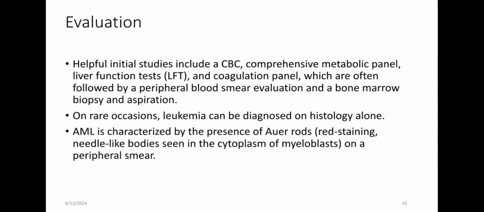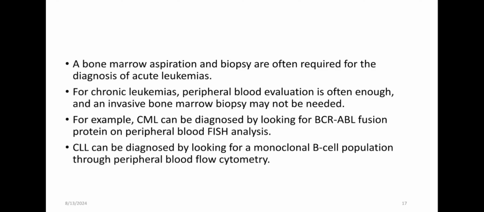A bone marrow aspiration and biopsy are often required for the diagnosis of acute leukemias. For chronic leukemias, peripheral blood evaluation is often enough, and an invasive bone marrow biopsy may not be needed. For example, chronic myelogenous leukemia can be diagnosed by looking for the BCR-ABL fusion protein on peripheral blood FISH analysis, and chronic lymphocytic leukemia can be diagnosed by looking for a monoclonal B cell population through peripheral blood flow cytometry.